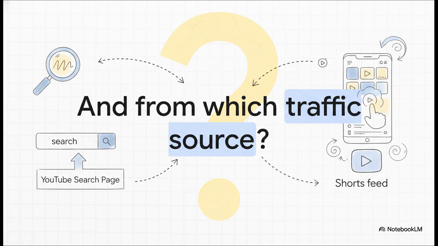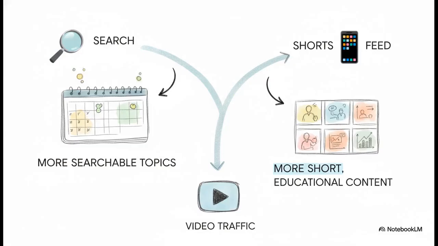And here it is. This is the most important question of all. How did those 20,000 people even discover your video in the first place? Was it through search, or did they just swipe to it in the Shorts feed? So this is the whole point. The answer to that one question gives you a clear, data-driven content strategy. If the traffic came from search, you know people are actively looking for this info. So what's your next move? You make more videos on specific, searchable GST topics. If it came from the Shorts feed, you know that short, snappy, educational format is working. So what do you do? You make more content just like it.